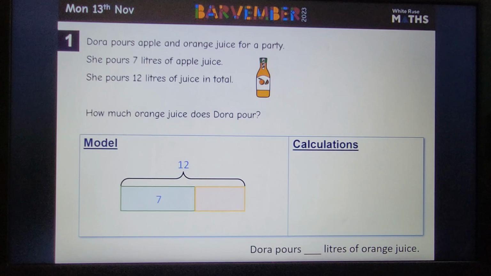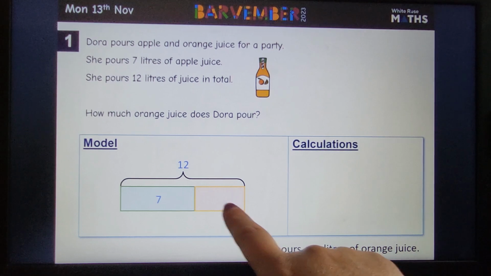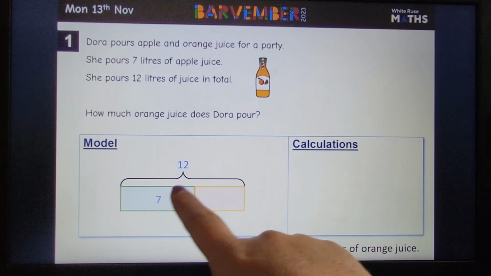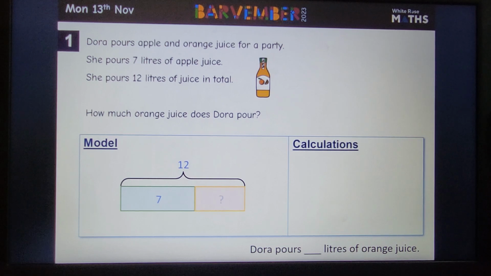The apple juice is 7. What is the orange juice? The orange juice is the bit that's left of the 12, okay? So you can see from that, it reveals to you that, oh yes, I can see that this bit here is missing. So I can do the total amount, take away this bit, will leave me with this bit. And so it reveals your calculation that you have to do, okay? So Dora actually pours 5 litres of orange juice. Okay, that was a really simple one.